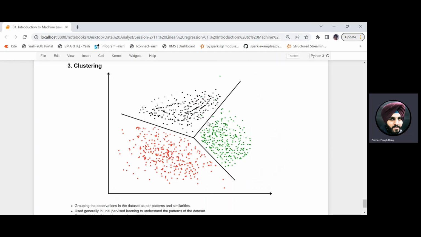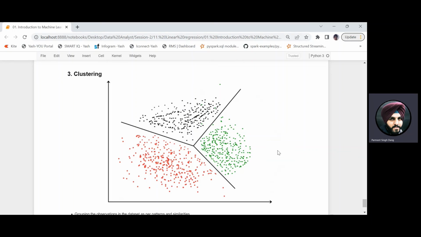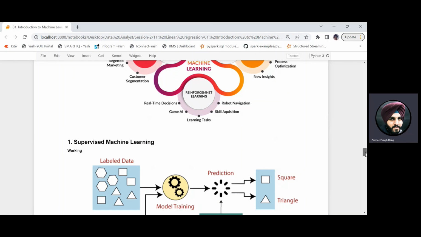So you would have the clusters. One cluster is of green color, another cluster is of red color, and the third cluster is of black color. So this is a high level understanding of clustering. Let's say if I want to identify fake news in the newspaper, that's where I can use this algorithm. So guys, this is all about today's session.